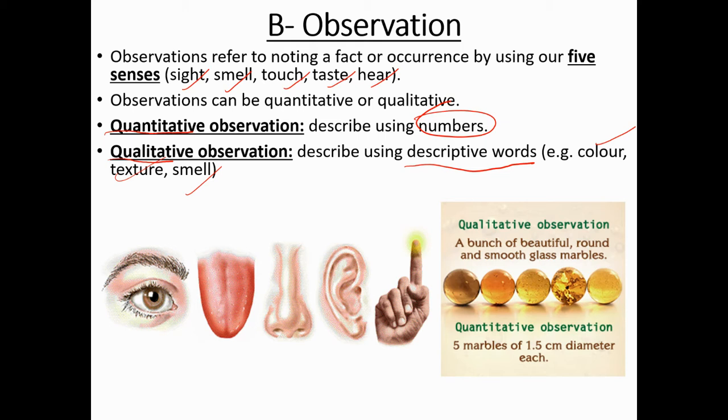So if we look over here, if we say there's 1, 2, 3, 4, 5 marbles, that's a number. That's a quantitative observation. If you were to measure their diameter to say it's 1.5 centimeters, that's a quantitative observation. If you were to say that these are smooth and that they're beautiful, that would be more of a qualitative observation because you're using descriptive words to describe those marbles.